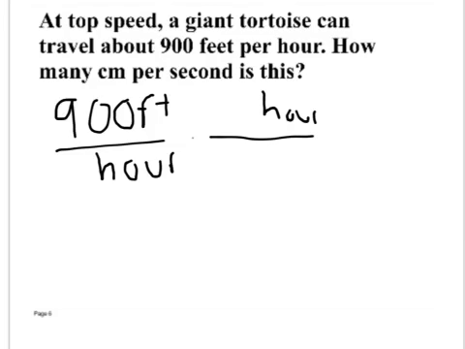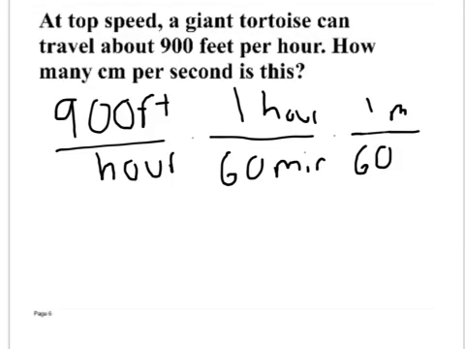So I want to times by 1 hour. Do I know how many seconds are in an hour? Off the top of my head, probably not. But I do know how many minutes are in an hour, right? And do I know how many seconds are in a minute? Yes, same thing. So 60 times 60, which is 3,600 seconds an hour. If you don't know that, that's okay. We can do this.